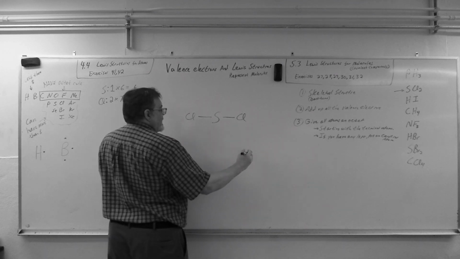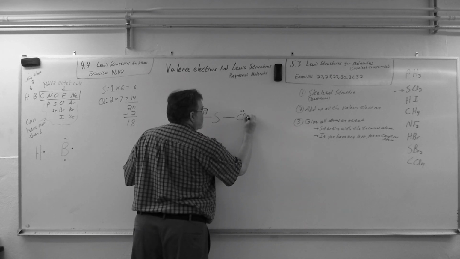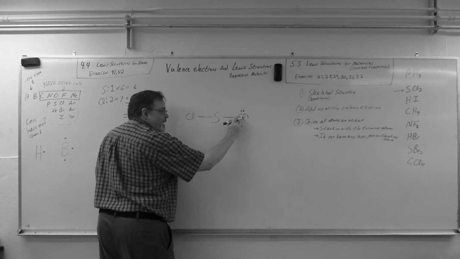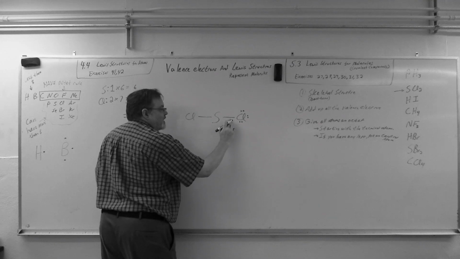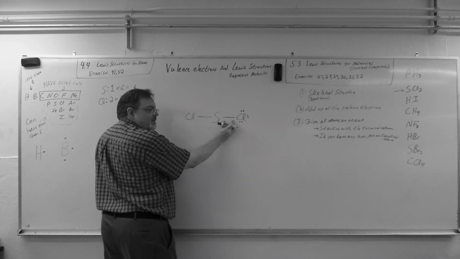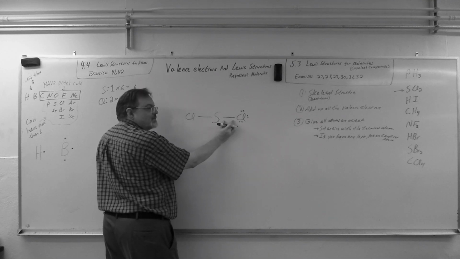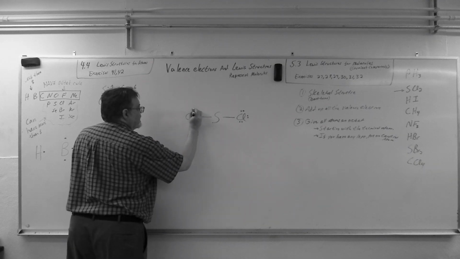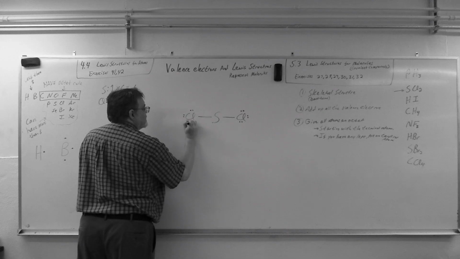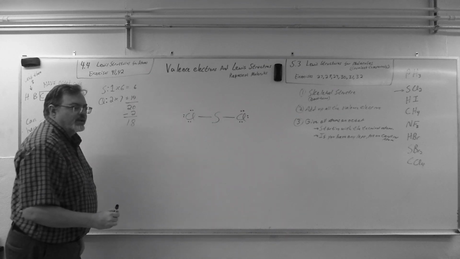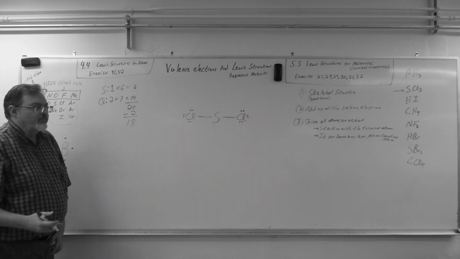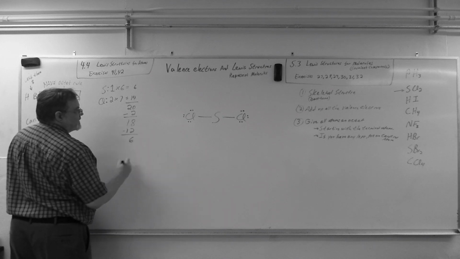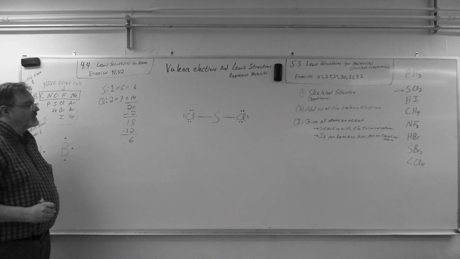Starting with the terminal atoms, 2, 4, 6. I put 6 on there so that this would have an octet. This pair of electrons, the chlorine gets to claim both of them as its own, so it's happy now. It's got its octet. 2, 4, 6, 8, 10, 12. So I used 12 electrons to complete the octet for chlorine. So I have to subtract 12. I have 6 left. I've got to put 6.